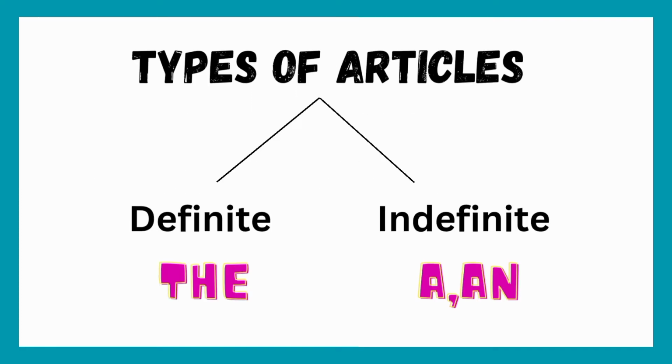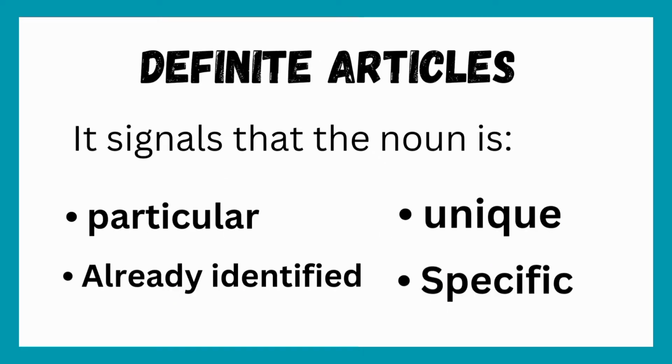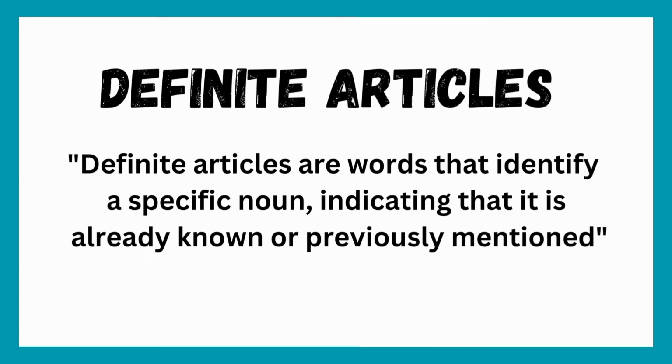There are different types of articles, definite and indefinite. The comes in definite articles and a and an comes in indefinite articles. First, we will discuss what are definite articles. It signals that the noun is particular, unique, already identified, and specific. Let's see the proper definition of definite articles. Definite articles are words that identify a specific noun, indicating that it is already known or previously mentioned.